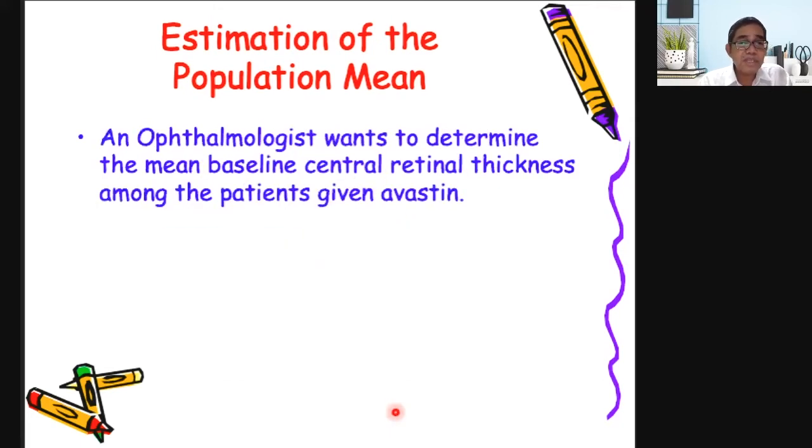Suppose the objective of the study is to determine the mean baseline central retinal thickness among patients given Avastin. Avastin is a chemotherapeutic drug that is normally given for colon cancer. But ophthalmologists use Avastin as an off-label drug to treat macular degeneration. So this ophthalmologist wants to determine the mean baseline central retinal thickness among patients given Avastin. That is the objective of the study.